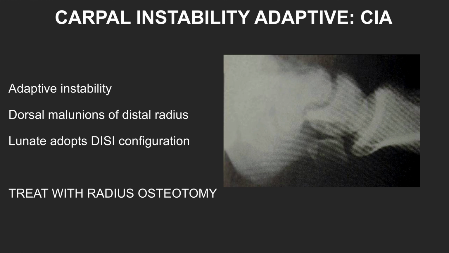And the other category was carpal instability adaptive. So carpal instability that's adaptive is typically from an extrinsic force, such as a distal radius malunion, and can be treated with restoration of the anatomy, such as a distal radius osteotomy, to restore the tilt.